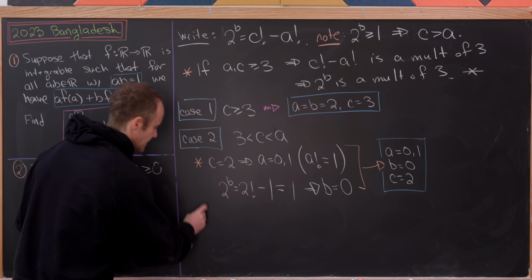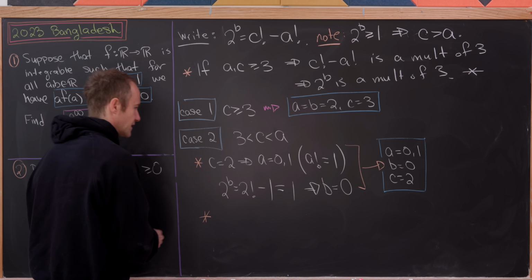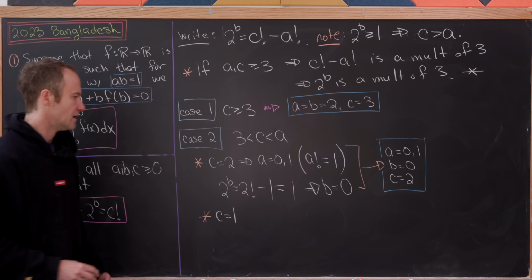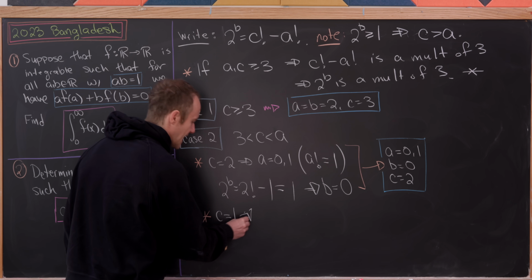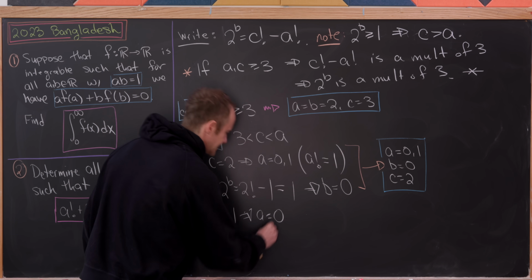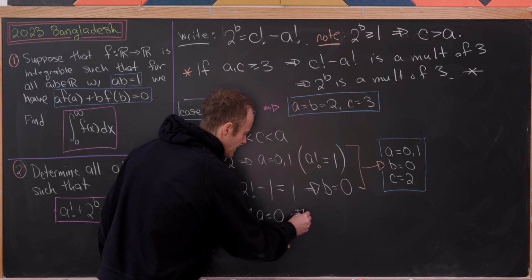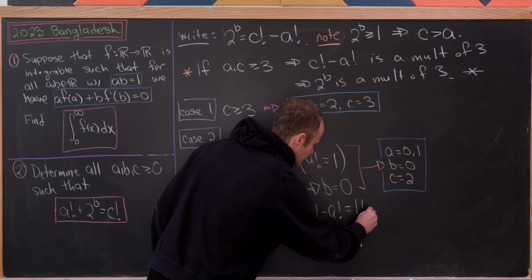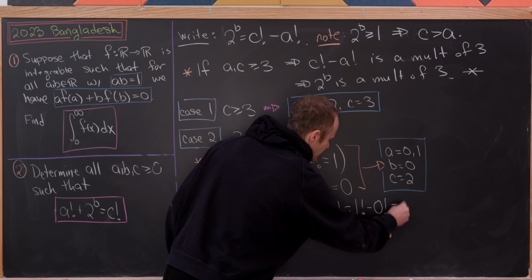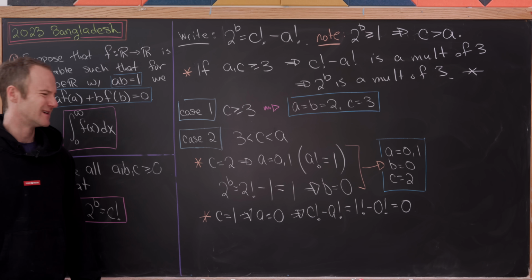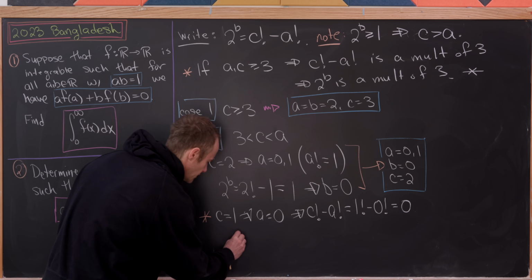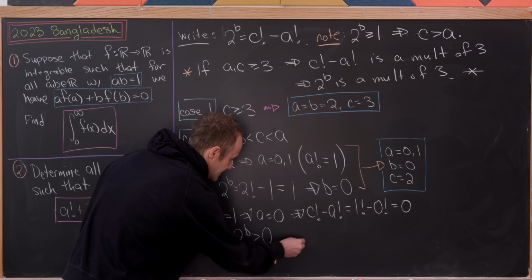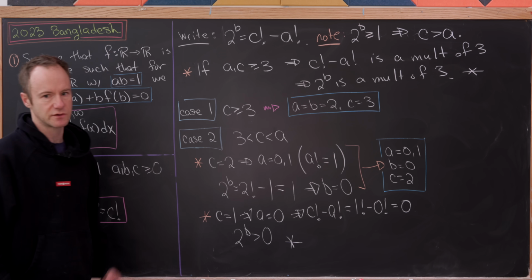Now let's move on to the next possibility. That next possibility is the case when C is equal to 1. But now if C is equal to 1, since A has to be smaller, that means that A is equal to 0. But that means that C factorial minus A factorial is 1 factorial minus 0 factorial, which is 0. But that's not possible because 2 to the B is always bigger than 0. So we don't get a solution there.